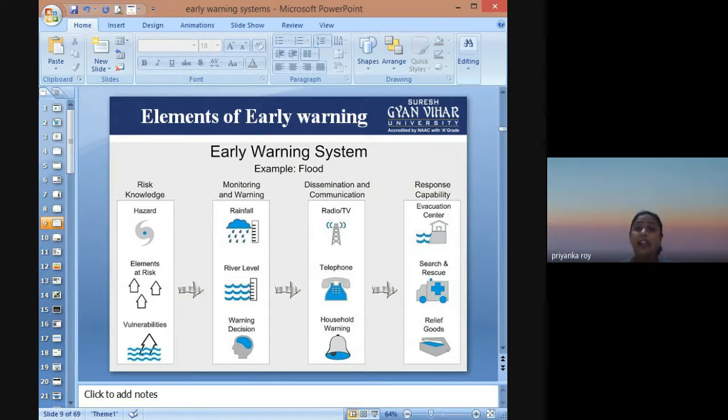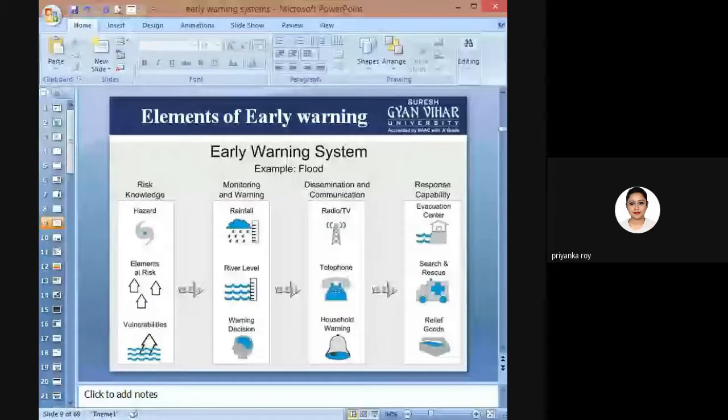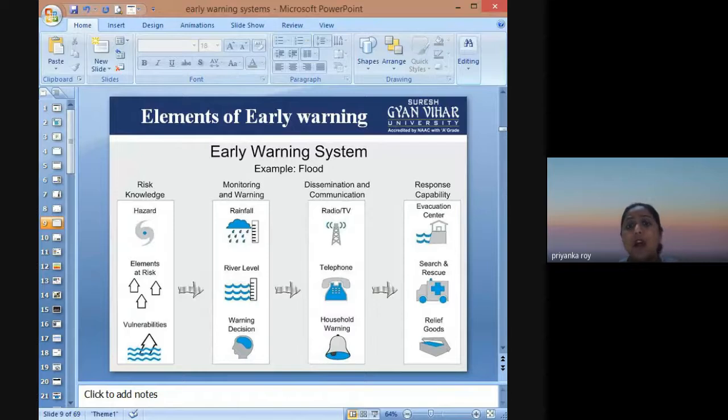Then you need to have a monitoring and warning system. Whether precipitation has happened, or small jolts are happening in these areas, they can be recorded. In the case of floods, you can measure the water flowing in the river, the sedimentation, and construction activities around the river beds. Then comes the warning decision. When you are monitoring and assessing and it has crossed the line of danger, you issue a warning to the people about the areas that are going to be affected. This warning decision has to be taken by the authority who is monitoring and assessing the situation.